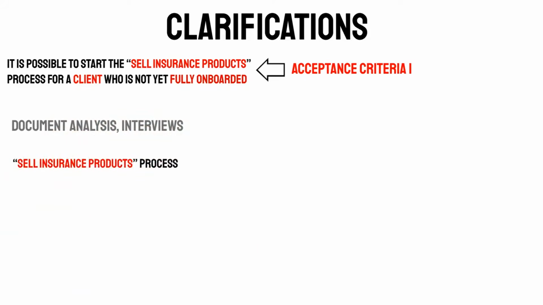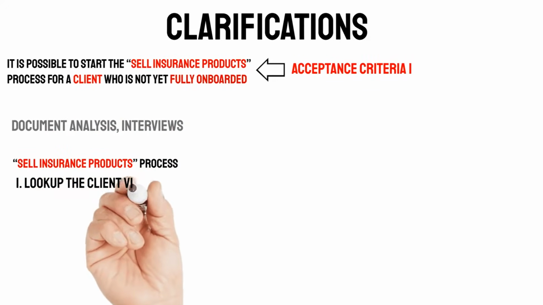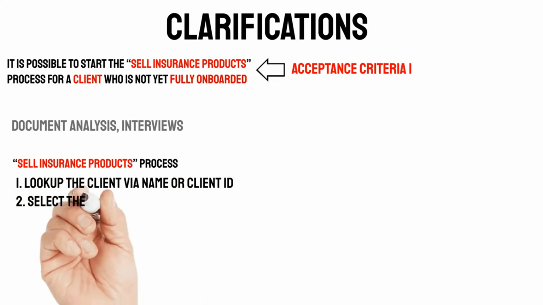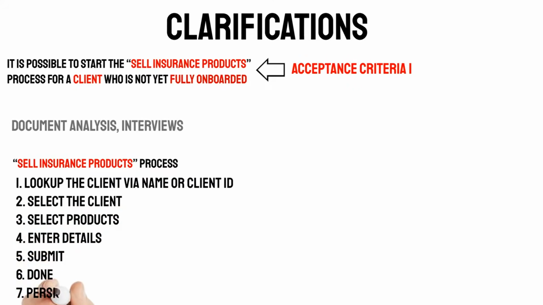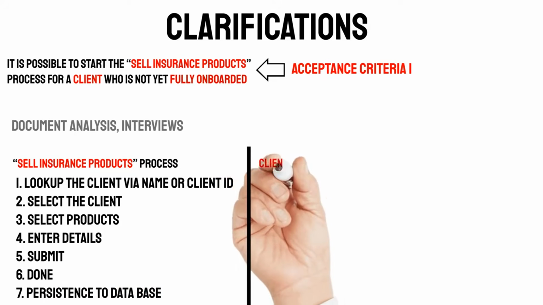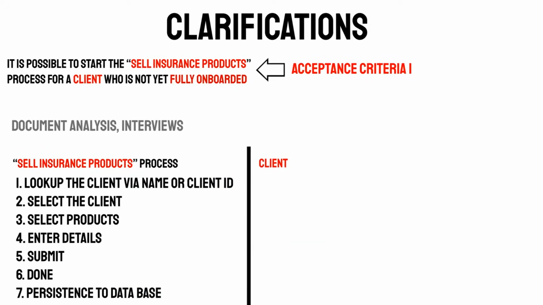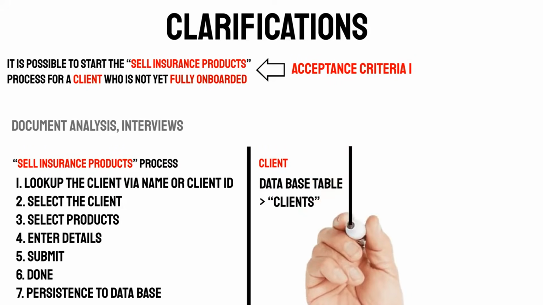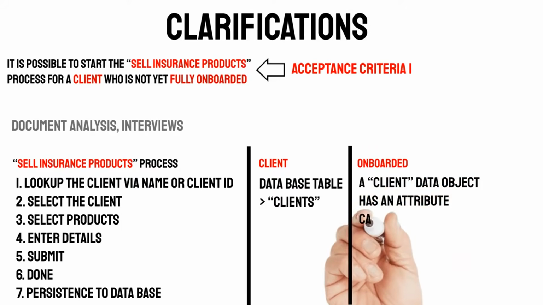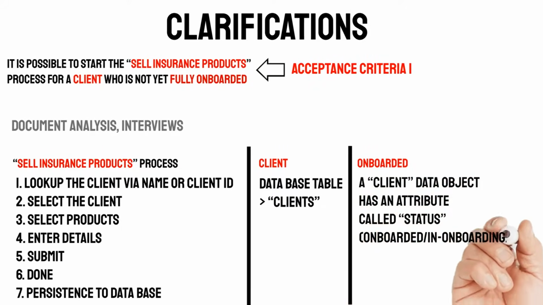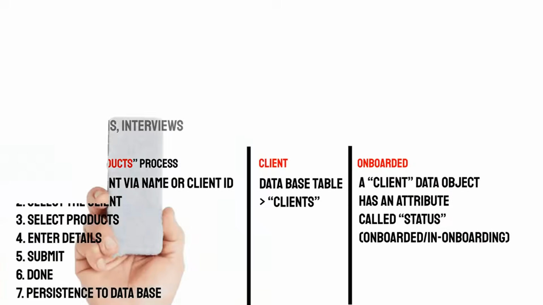The sell insurance products process after having an interview could be, for example, that you look up the client via a name, then select the client, select the products, enter details, submit it, and then you're done, right? So we have a persistence to the database. This could be the process. Then the question, what is a client on a data perspective? Basically, it could be that the database has a table called clients and every client is in this database. And now the question, what does it mean to be onboarded? A client data object has an attribute called status. And if the status is equal to onboarded, then it means you're onboarded. If it's in onboarding, it means you're not yet fully onboarded.